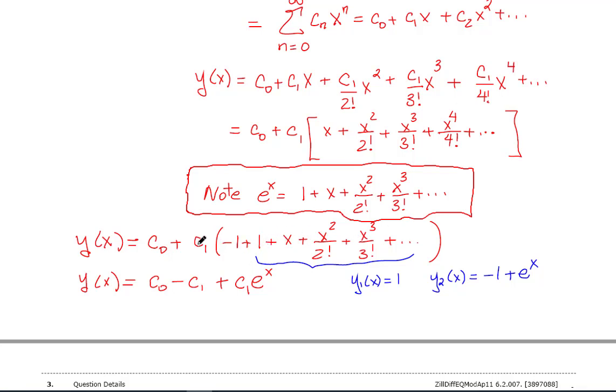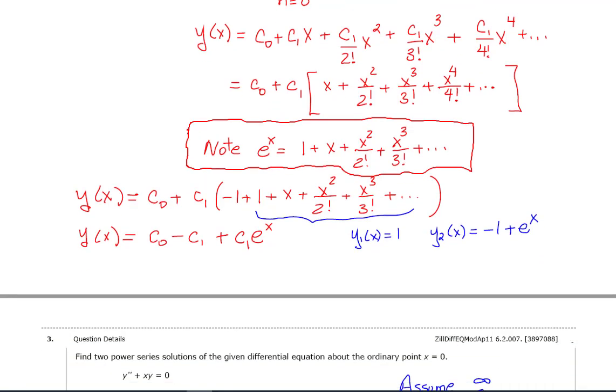And so this is really C1 e to the x. I get this C0 minus C1. All right. And so what I'm seeing here is that I can think of this as 1 and this particular term over here as minus 1 plus e to the x. So it does match with the solution we would have got a lot easier a different way.